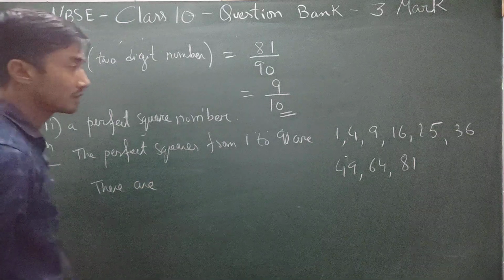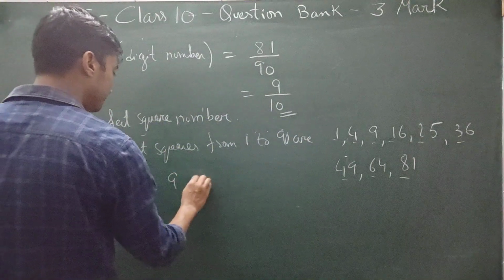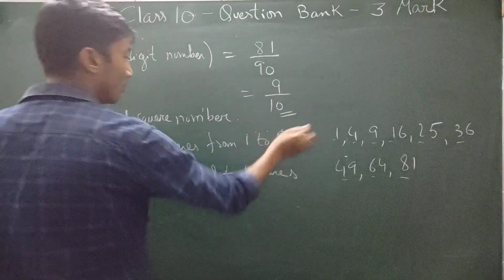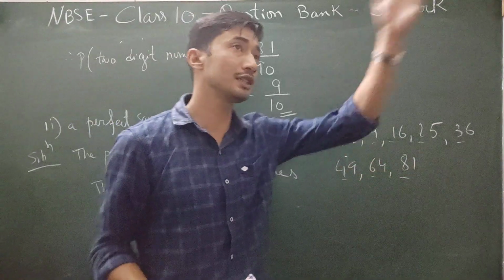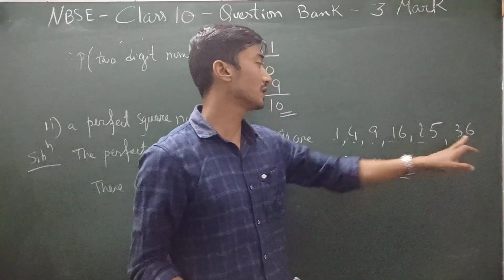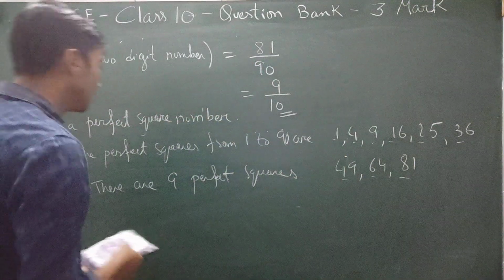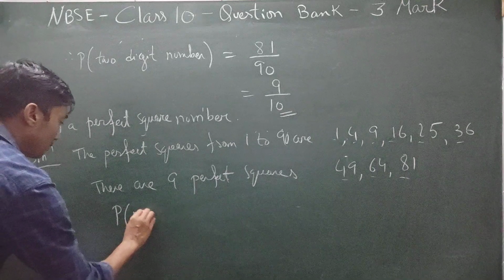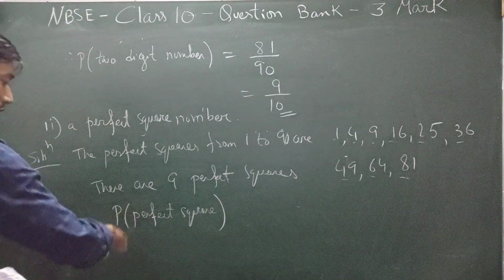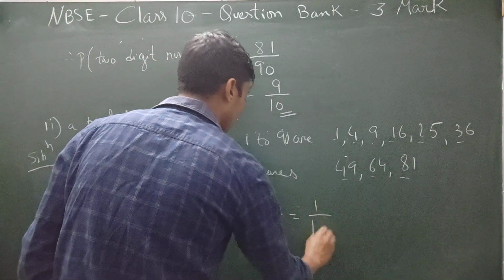So how many perfect squares are there? 1, 2, 3, 4, 5, 6, 7, 8, 9. There are 9 perfect squares from 1 to 90, because after 81, next is, see, 1 square is 1, 2 square is 4, 3 square is 9, 4 square, 5 square, 6 square, 7 square, 8 square, 9 square, and 10 square is 100. 100 goes beyond 90. So the probability of getting a perfect square is 9 out of 90, so that's 1 by 10.